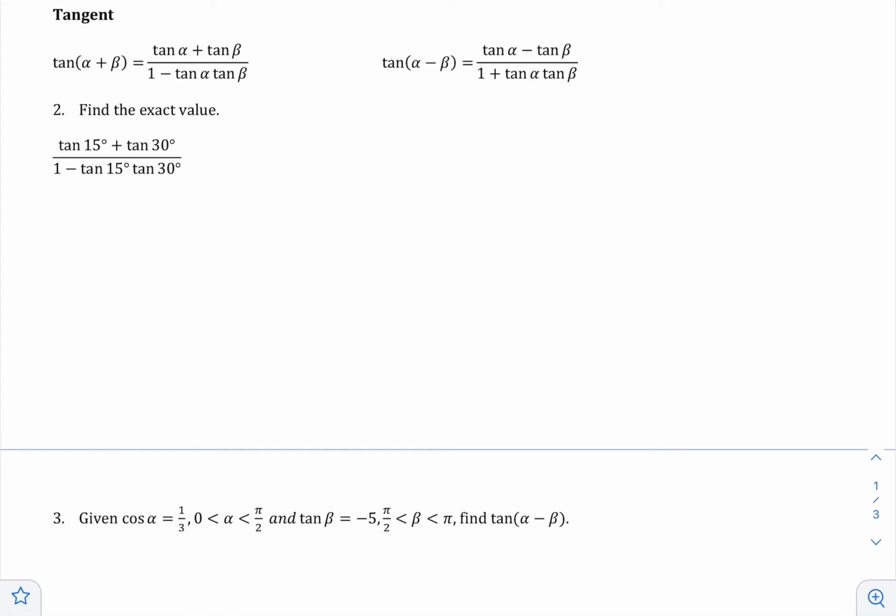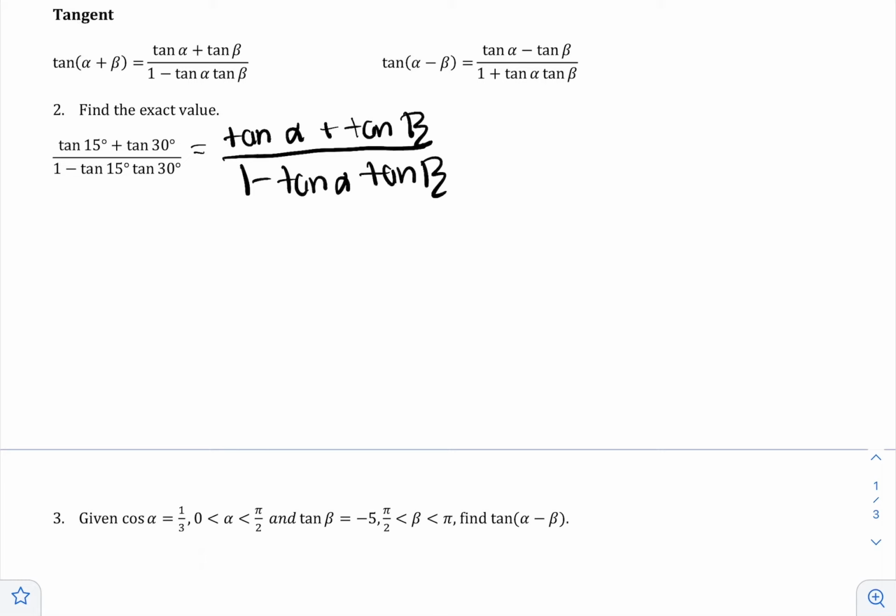So we want to find the exact value. This is similar to an example we had done in the previous video. They're giving it to you in expanded form. So what this is: tangent alpha plus tangent beta over 1 minus tangent alpha tangent beta. A bit hard to see if you didn't know the formula. If you didn't know the formula, you would have no idea. But once you have the formula memorized, then you can recognize it.